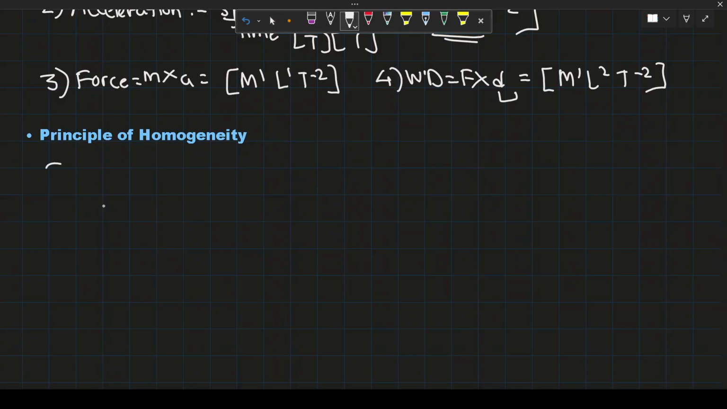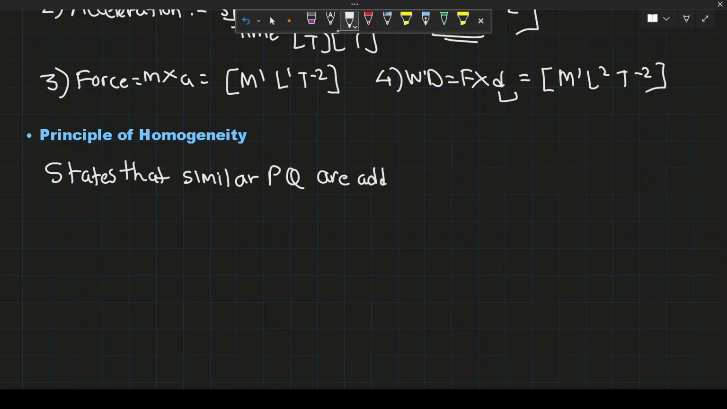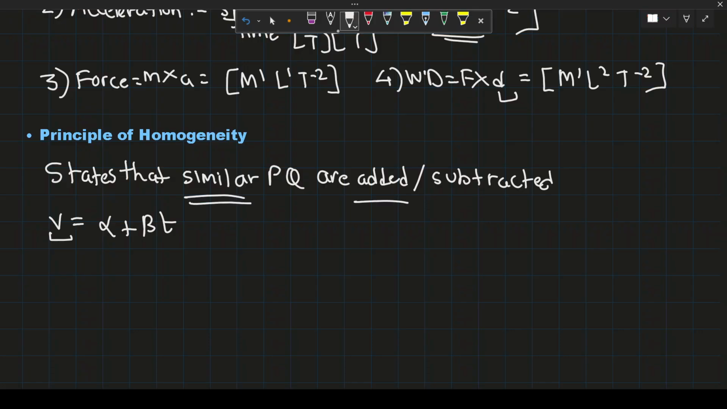Okay, moving on to principle of homogeneity. Principle of homogeneity states that similar physical quantities are added or subtracted. Let's say for example here v is velocity. So velocity is alpha plus beta t. So what does the principle state? That similar physical quantities will be added or subtracted, which means alpha will have the same physical quantity as that of velocity. So alpha, which is itself velocity, will have the dimensional formula L1 T minus 1.